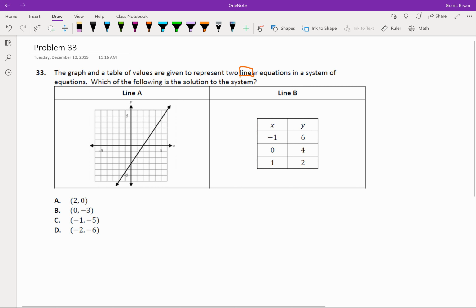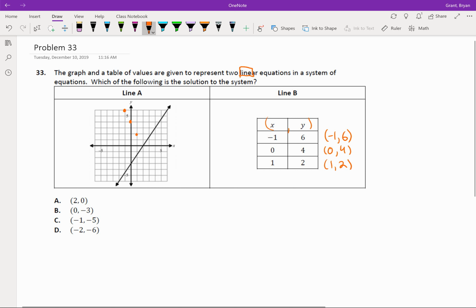And in fact, humor me and let's go ahead. We're going to graph this table on the same coordinate plane as line A, just so we can see the line. Don't forget that this is going x comma y here. So I have the point -1 comma 6, 0 comma 4, and 1 comma 2. So I'm just going to graph each of those. Left 1 and up 1, 2, 3, 4, 5, 6. Easy enough. 0 comma 1, 2, 3, 4, and over 1 up 2.